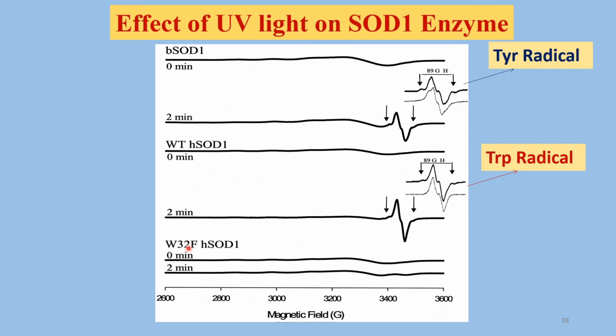We have also produced a mutant where tryptophan is replaced by phenylalanine. In that case, no tryptophan radical is obtained. It is obvious, because we have replaced the tryptophan by phenylalanine. Therefore, no tryptophan radical is formed on exposure to UV light.